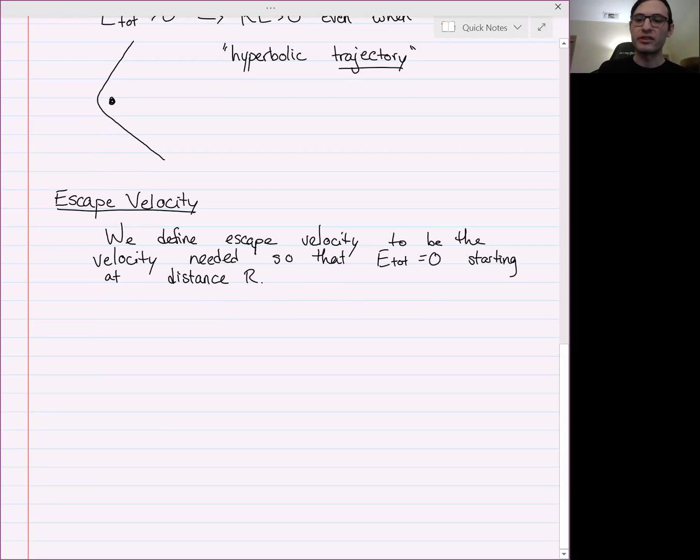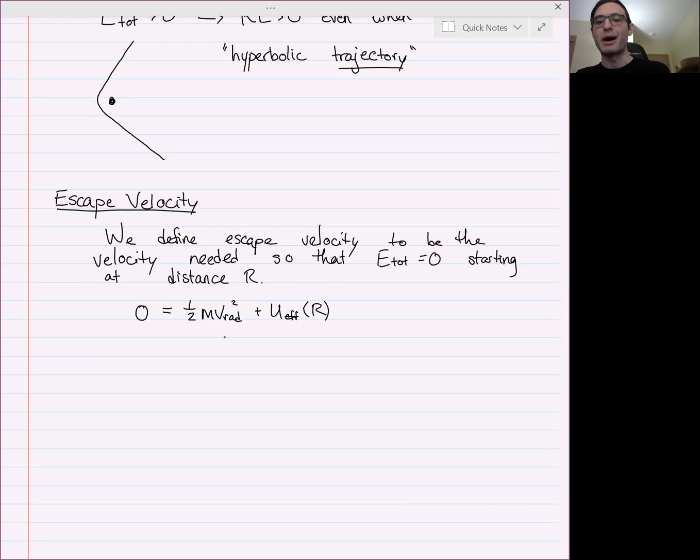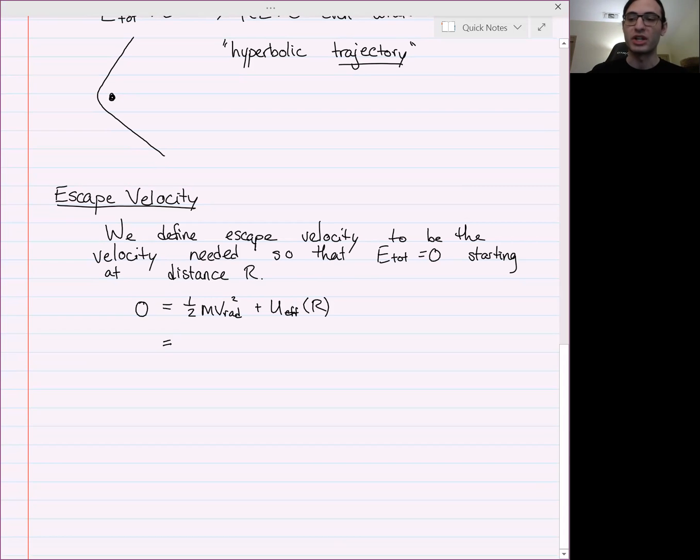So we can actually just solve this. We want the total energy to be 0. And so we have a formula for that. This is 1/2 m v_rad squared, the radial component of the kinetic energy, plus the effective potential energy, and we plug in the value of R. We could solve it this way, but this would only tell us that if you have a radial speed of such and such an amount, then your escape velocity can be such and such an amount. But we don't want it to just involve radial speed, because you can escape a gravitational system by going in any direction. So instead, let's rewrite this using just the original potential energy for gravity.